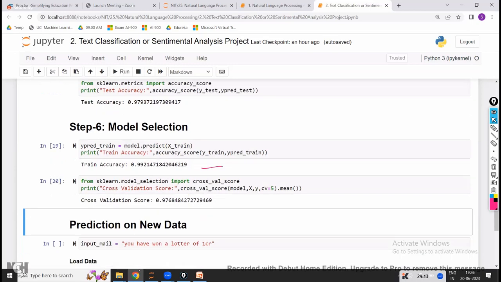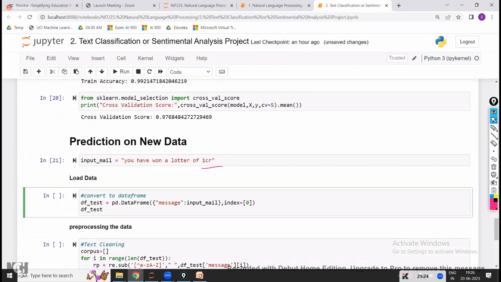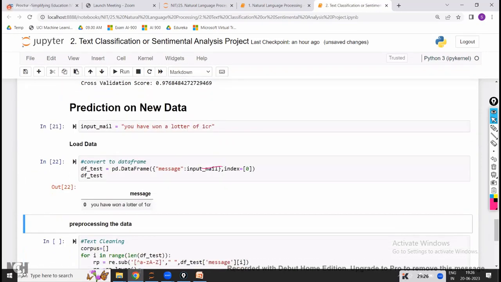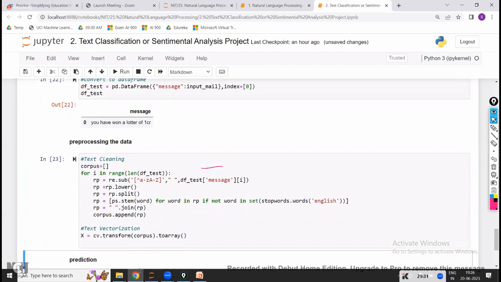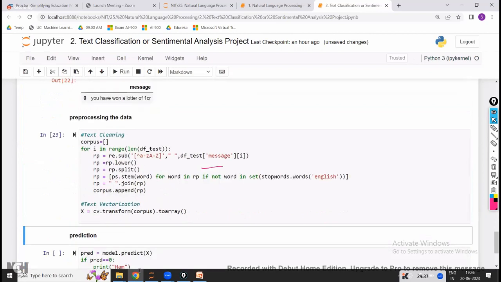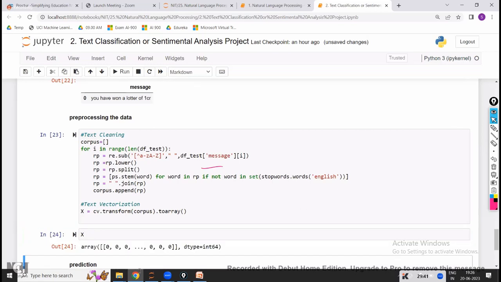Now, if you want to predict on new data, for example, a new mail is there. I have trained the model, and a new mail comes. First, it is going to be converted like this. For this mail, first I'm going to do the cleaning and the vectorization. Now it will be converted into structured data. Whatever the structured data is, that is X. Now this is the array.